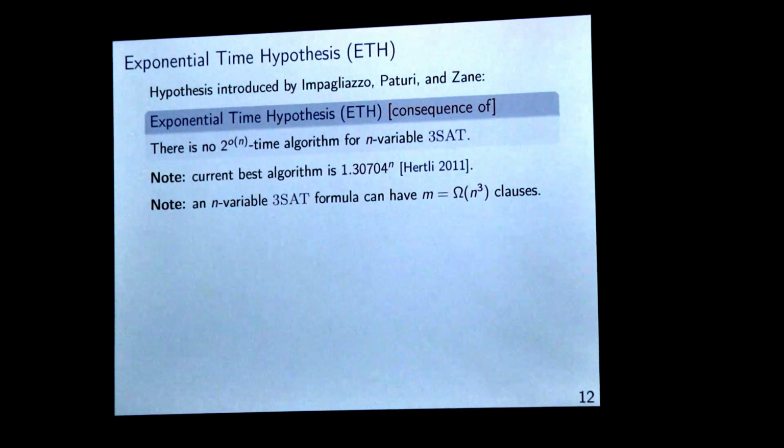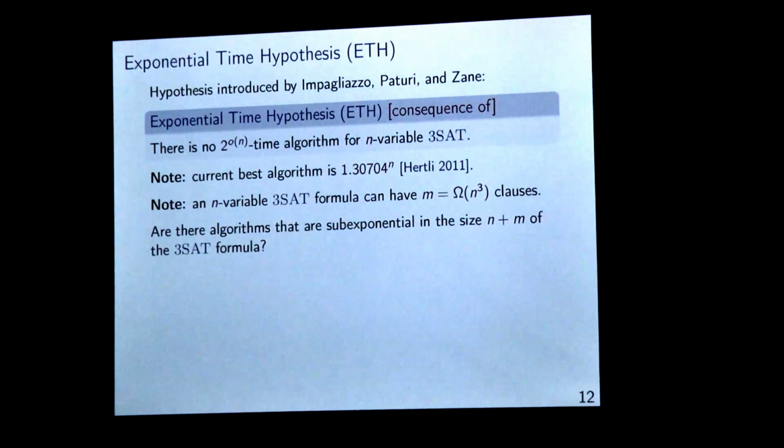Okay? So what does this statement tell us? Let's assume for now that 3 SAT cannot be solved in 2 to the power little o of n time. And the current algorithm for 3 SAT is 1.30704 to the power n by Ramo. But let's note one thing. An n variable 3 SAT can have how many clauses? The number of clauses could be as bad as n cubed.